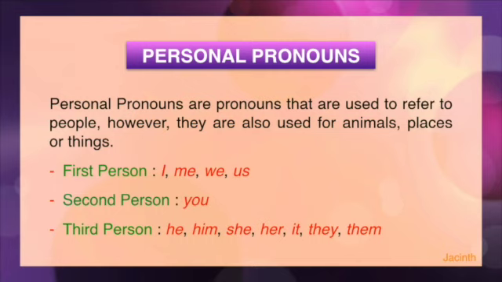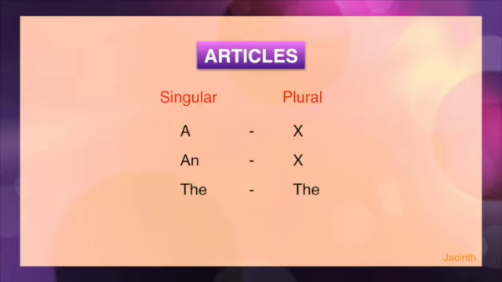In the first person we have I, me, we, us. In the second person we have you. In the third person we have he, him, she, her, it, they, them. Here is a list of words in singular with their plural forms: a and an do not have plural forms. However, the plural of the is the.